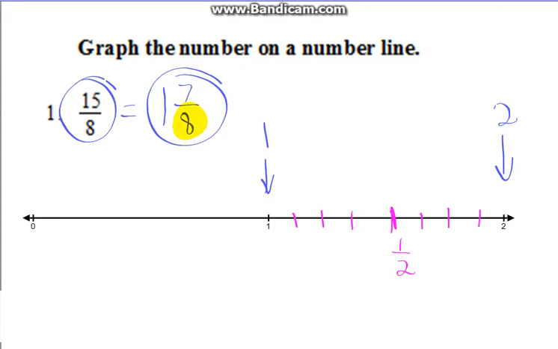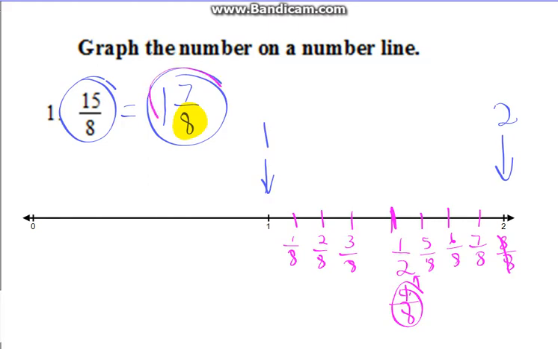So that means that the first one is 1/8. The second one is 2/8, 3/8, 4/8, which is also 1/2, 5/8, 6/8, 7/8, and 8/8, which simplifies to 1. That takes us to our next whole unit of 2.